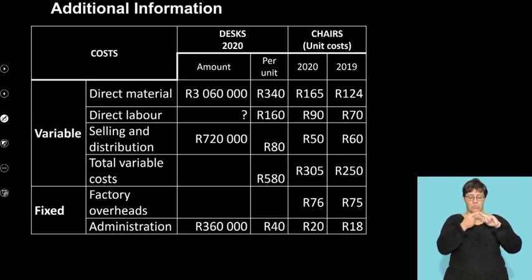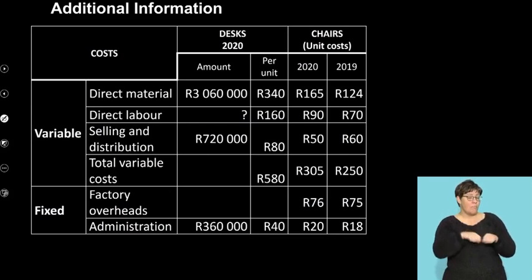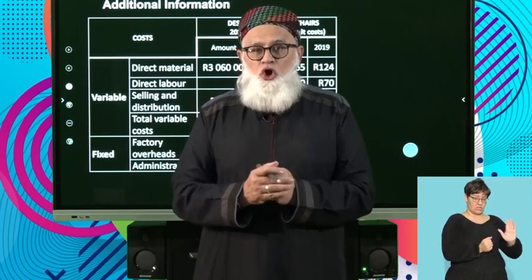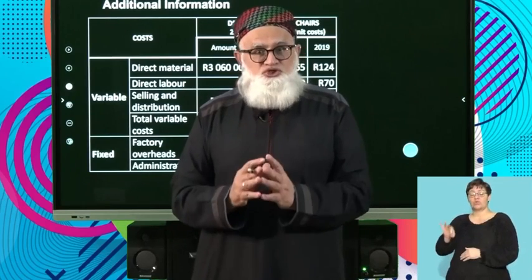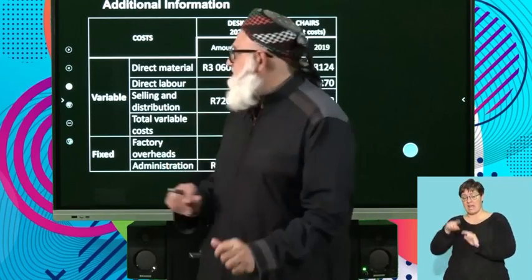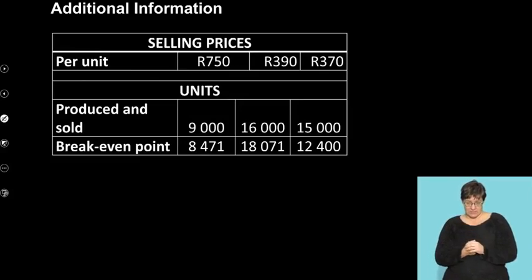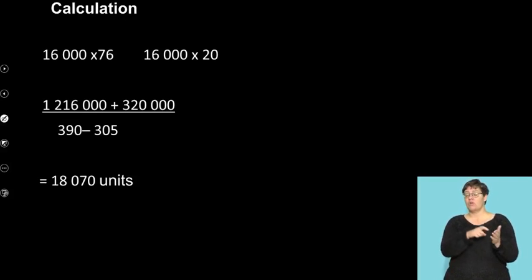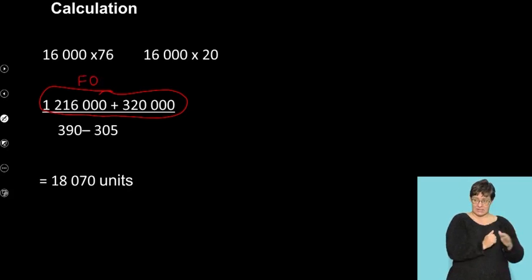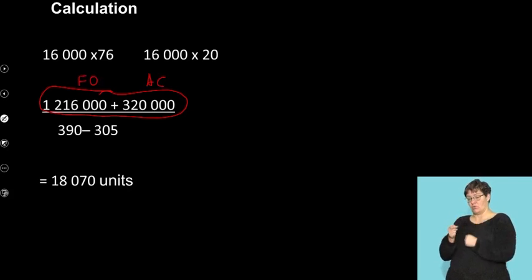Firstly, what do we know? What's our break-even point? Let's look at the financial indicator. It's your total fixed cost, right, over your contribution per unit. What is your contribution per unit? Selling price per unit minus variable cost per unit. Let's look at it here. In terms of our required, there's your total fixed cost, right, which has the two components: your factory overheads plus your admin cost. Add the two divided by your contribution per unit.